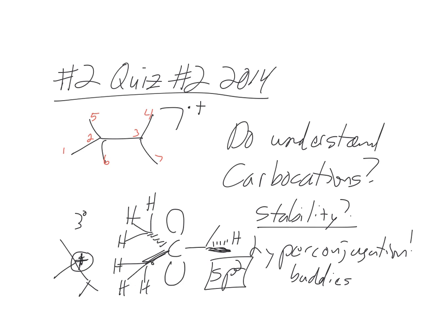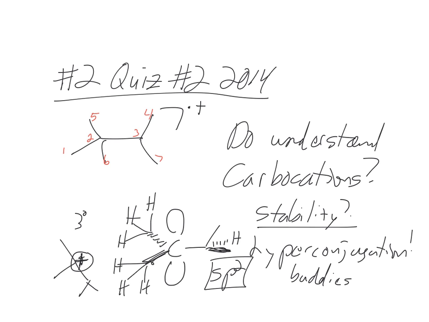That's 9. A tertiary carbocation has 9 sigma bonds that are 2 bonds away. Whether that sigma bond is from a CH or a CC doesn't matter, as long as it's a sigma bond. So it has 9 hyperconjugation buddies, 9 sigma bonds 2 bonds away. See that? Are we convinced that this is the most stable carbocation?